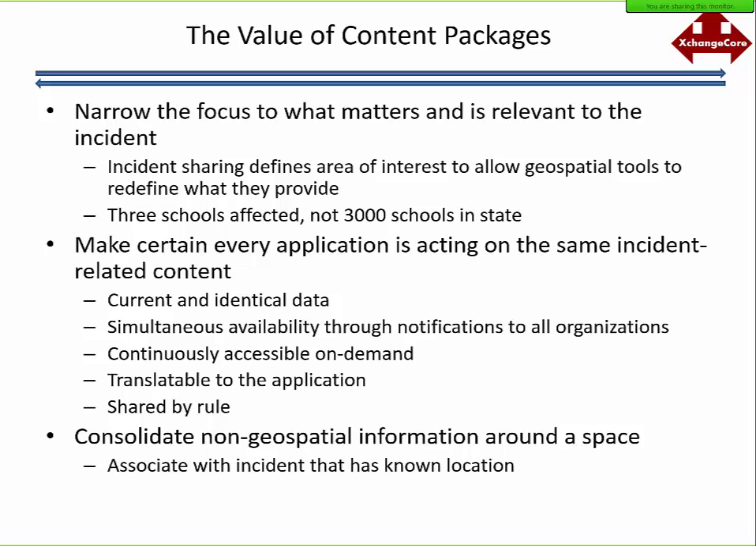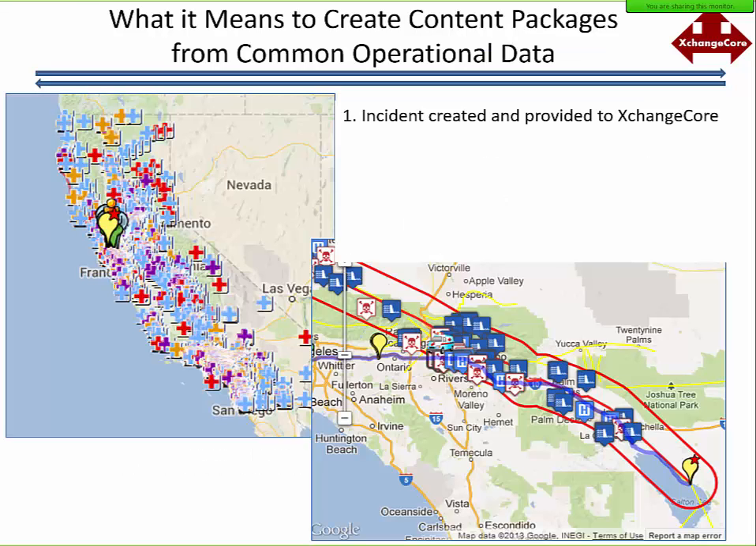What Web Service Data Orchestration does is take those non-geospatial pieces of information, associate them with one or more incidents that have a known location, and thus consolidate them around that space. What that allows me to do is far better understand the relationship among all the activities that are taking place during an incident. And what's that look like?